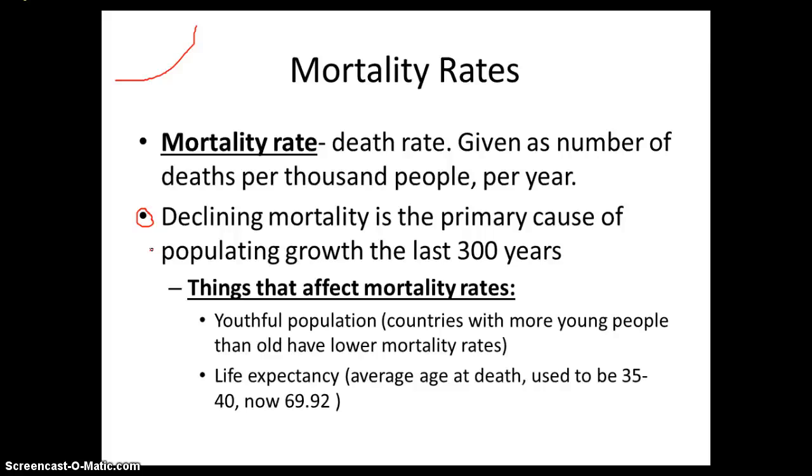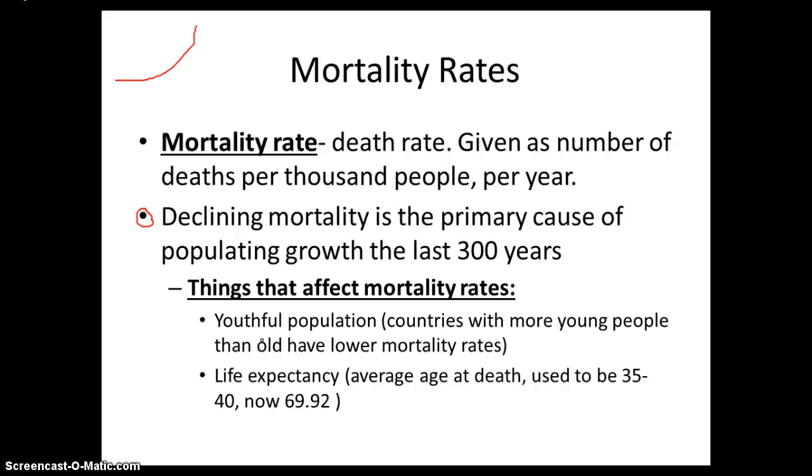There are a few kind of funny things that can affect mortality rate. The first one is a youthful population. In developing countries, most of the population is young and vibrant and doing well, and there are very, very few old people in that population. So when I do the mortality rate of that population, those types of countries actually have really low mortality rates because I've got very few people dying per how many people are in the country total.